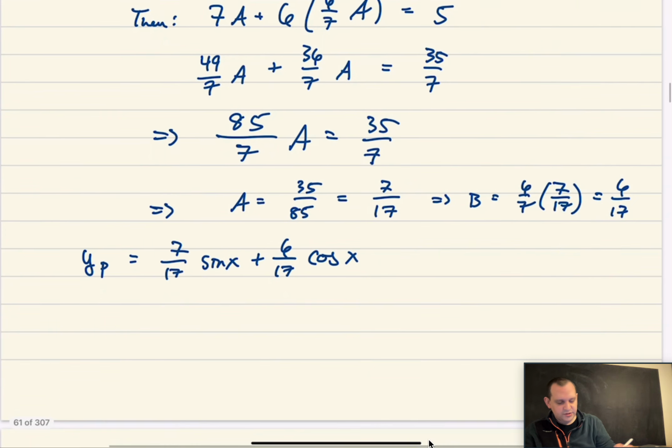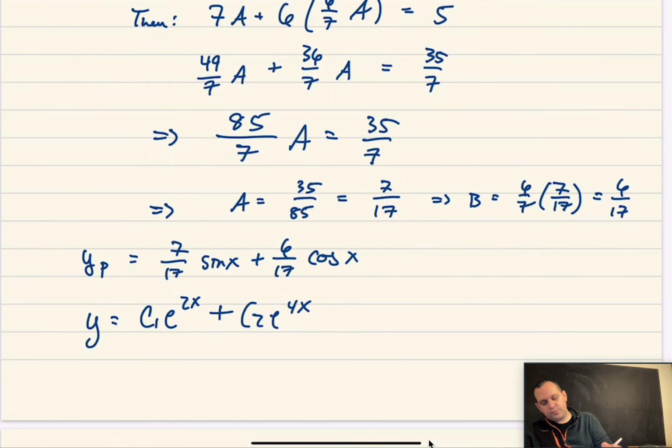And then once we have our particular solution, we'll have our general solution. So our general solution we found is our complementary solution, c1 e to the 2x plus c2 e to the 4x, plus the particular solution, 7 over 17 sine of x, plus 6 over 17 cosine of x.